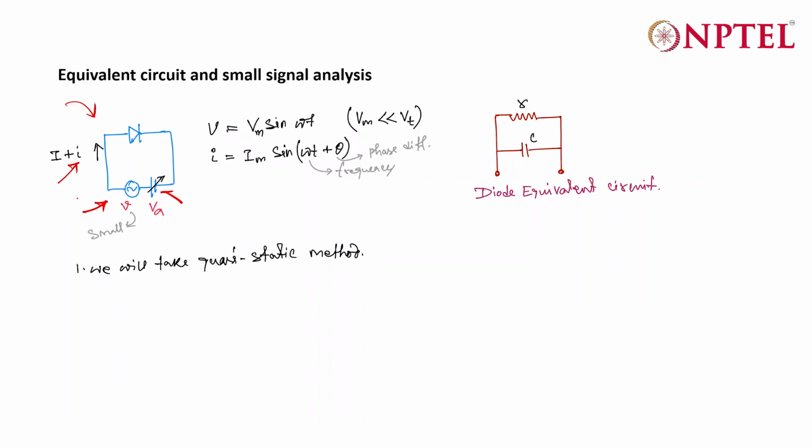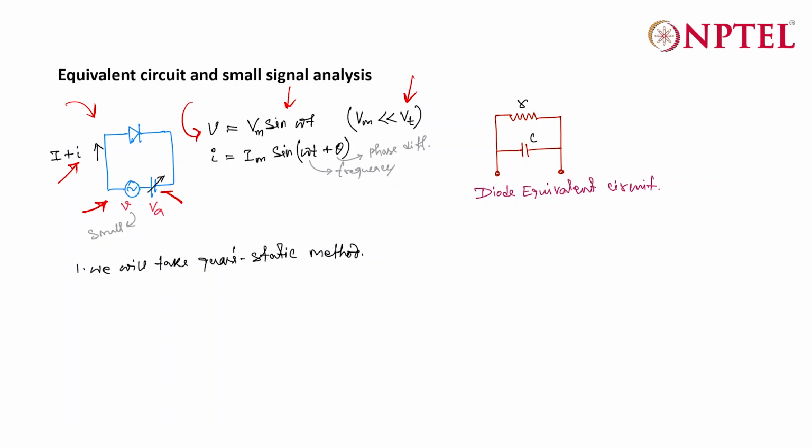passing through the diode. So the small signal that we apply, the voltage signal, can be given by v equal to Vm sine omega t. So this is an AC signal, and the magnitude should be small. And we consider that the magnitude or the amplitude of the small AC signal should be much less than Vt, that is the thermal voltage. And that is why we call it a small signal analysis.